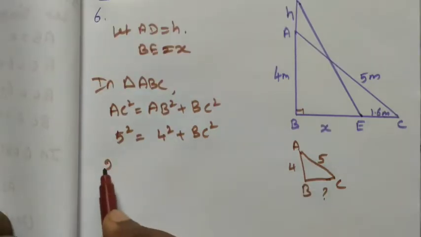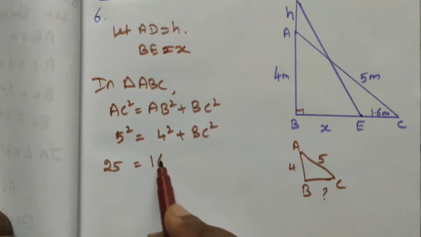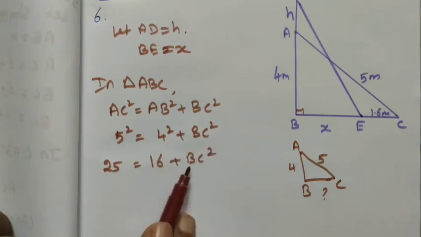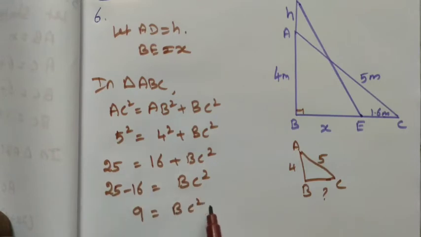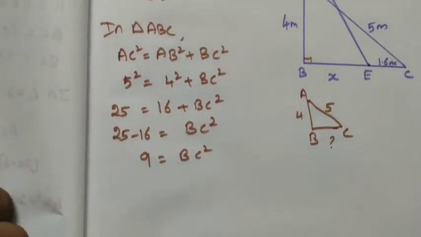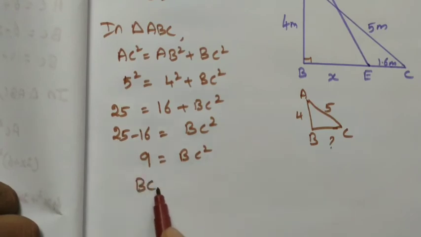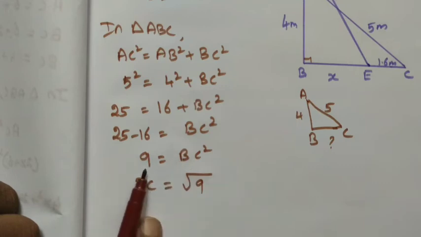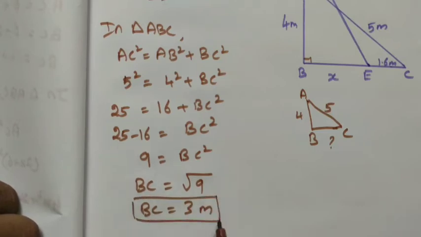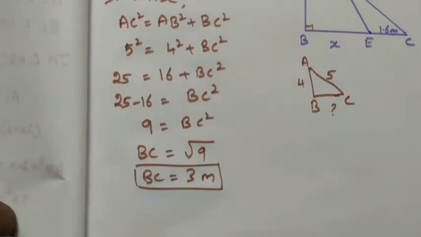Now 5 square is 25, 4 square is 16 plus BC square. I want only BC, so I take this 16 to the other side. 25 minus 16 is equal to BC square. 25 minus 16 is 9, BC square. Here we want to find only BC, so I take square root on both sides. So BC is equal to root 9. If I take the square root, square and root will be cancelled. Here 9. BC is equal to 3 meter. So the total distance BC is 3 meter.